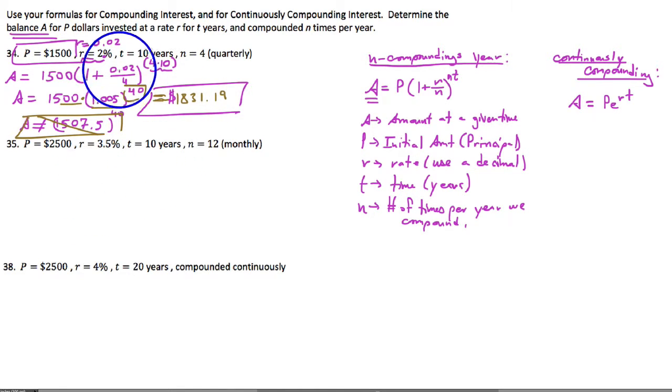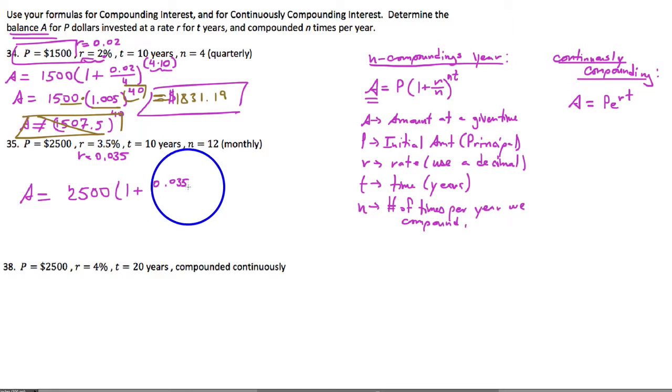So let's take a look at a different situation where maybe if we increase our rate, in this case, if we move our decimal to the left twice, we get 0.035, and we change our initial investment to be $2,500 and compound it monthly for the same amount of time, we should probably get a little bit more money. So we would say, starting with our initial investment, $2,500, we have 1 plus our percentage here as a decimal over 12, which is our number of times we compound. And this is to the nt, so 12 times a year for 10 years, that's going to be 120 total compoundings.